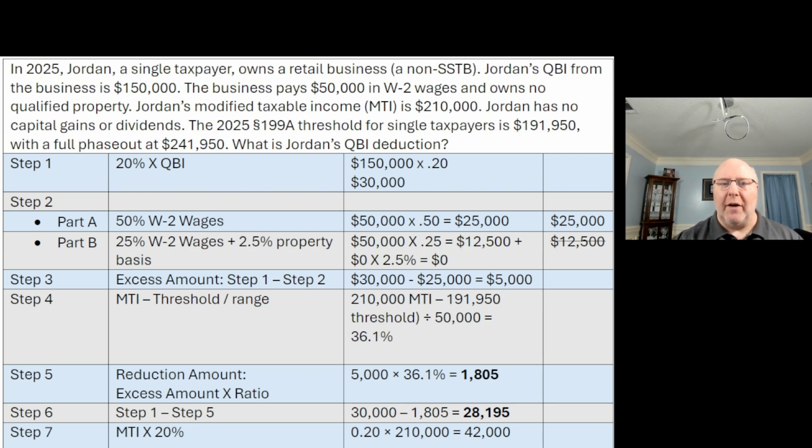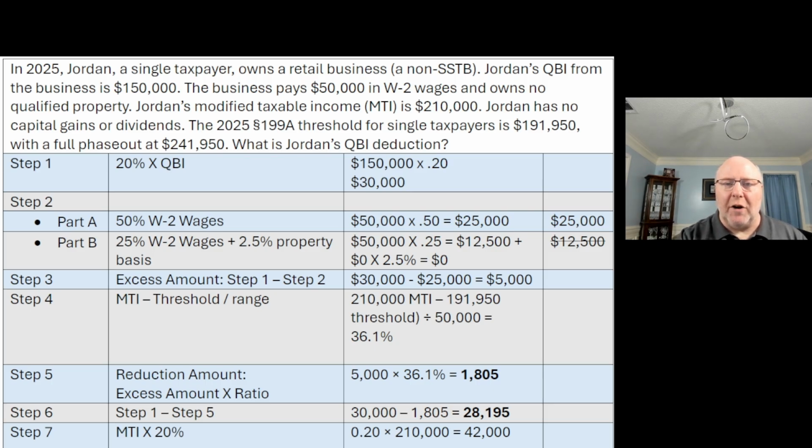All right. Now for step 2, what we're doing is the same thing that we were doing when we were looking at a situation where the modified taxable income was greater than the phase out. So what we're looking at is a Part A and a Part B. Part A is 50% of W-2 wages. It tells us our W-2 wages are $50,000. So for step 2, Part A, we're taking $50,000 times 50%, and we come out to $25,000.